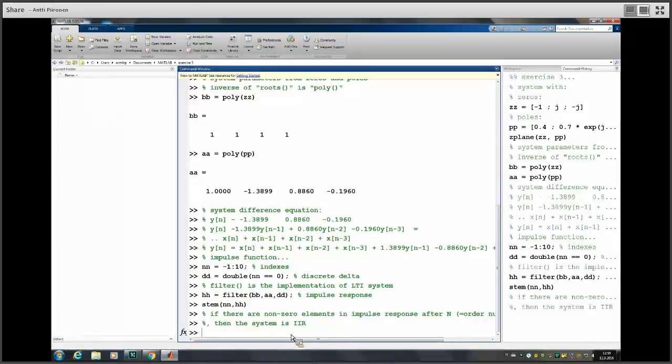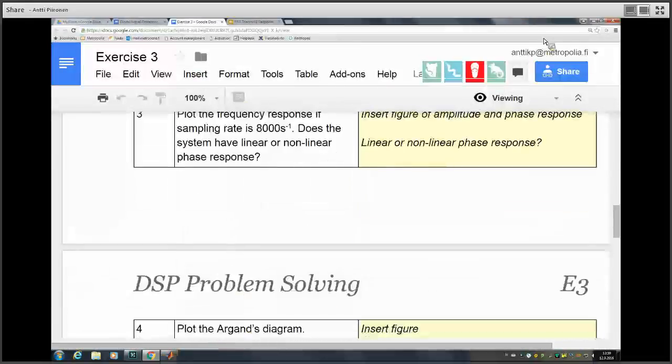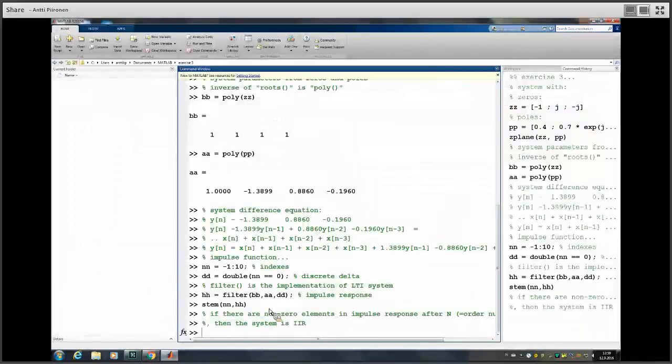Infinite impulse response system. Good. What next? Frequency response. Frequency response is easy.